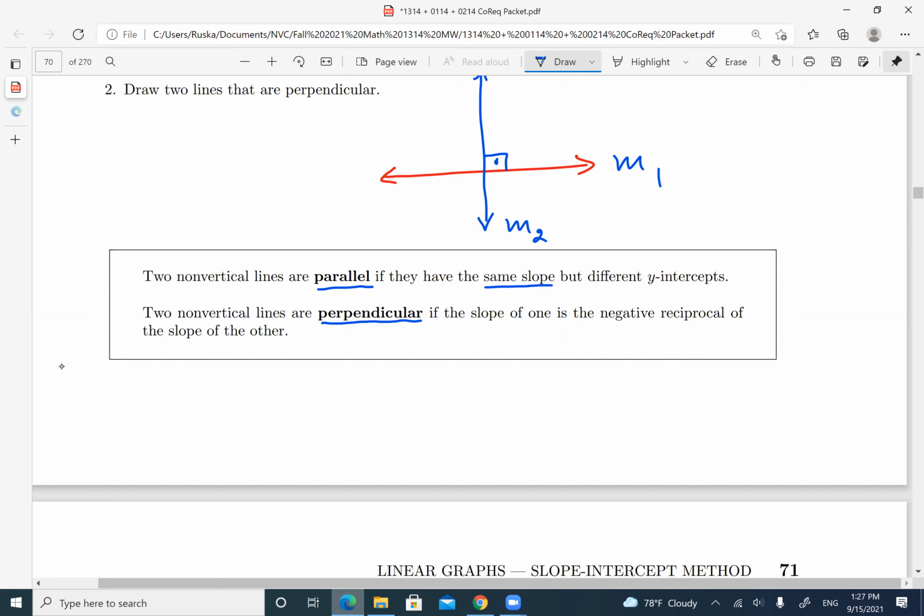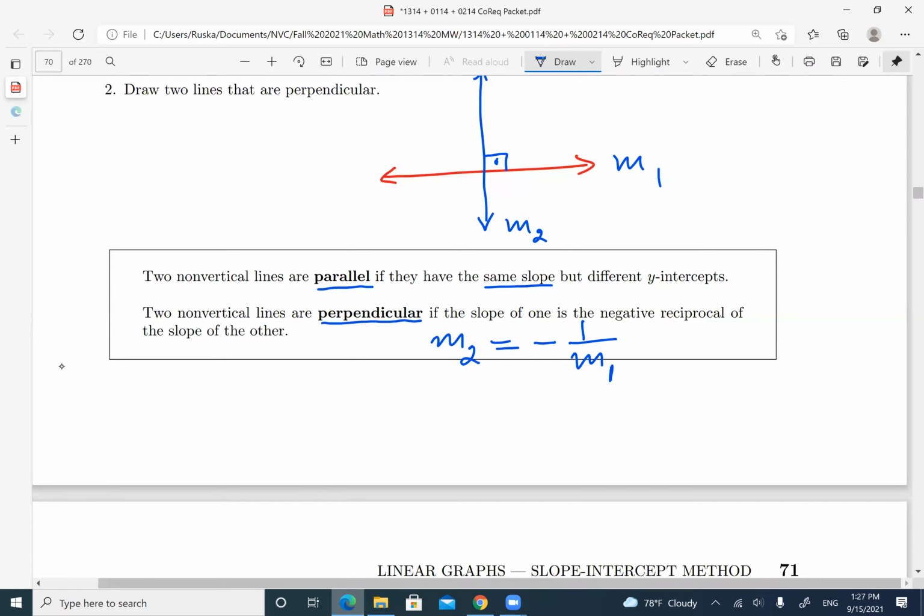So two lines are perpendicular if one of them, so let's say the second one, M2, is the negative reciprocal of the other one. It could be backwards also, okay? It doesn't have to be M2 equals, it could be M1 is equal to negative 1 over the reciprocal. So you flip it over and change the sign, negative reciprocal. So that is important here.